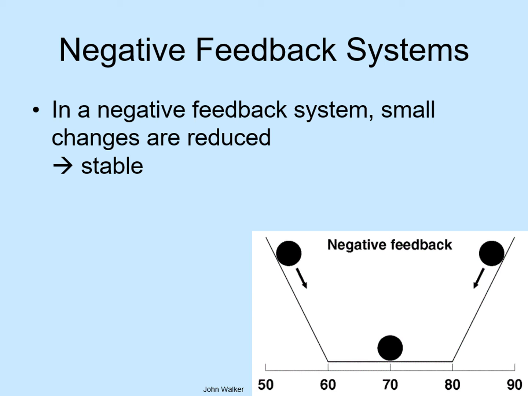A day-to-day example of a negative feedback system is a thermostat. If the temperature gets too warm, the thermostat turns on the air conditioning and cools it off. If the temperature gets too cool, the thermostat turns on the heater and warms it back up again.